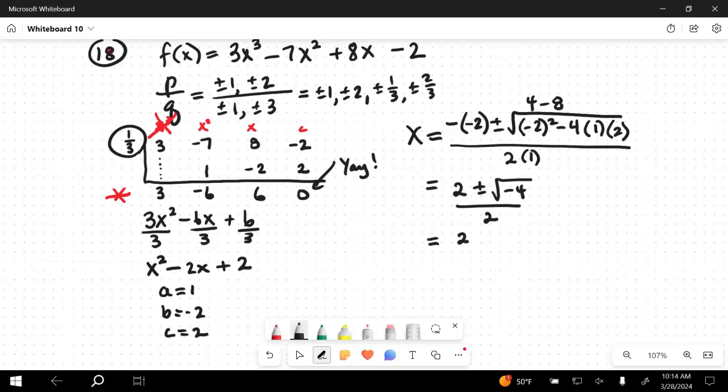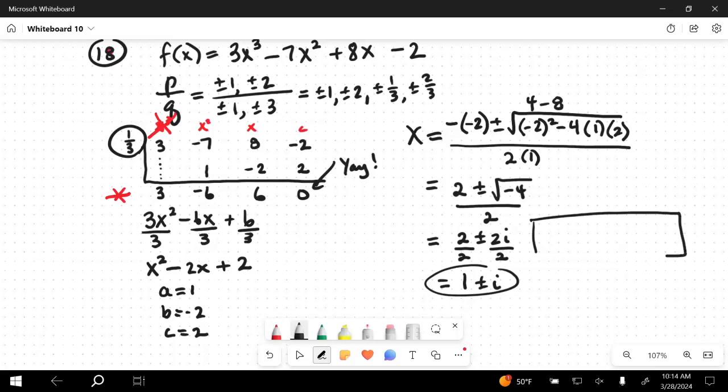I'm going to clean it up a little bit. That's 2 plus or minus. The square root of 4 is 2. Because it's got a negative underneath there, it's also going to have an i. Instead of making a complex fraction, I'll make 2 smaller fractions that reduce to 1 plus and minus i. So that means our master list contains a 1/3 and a 1 plus or minus i.